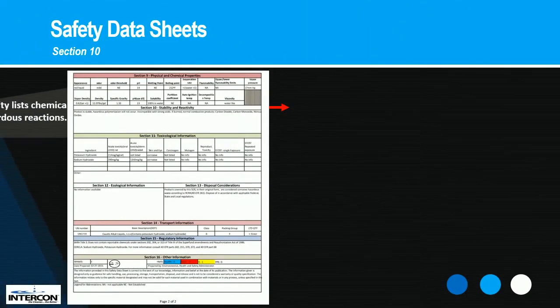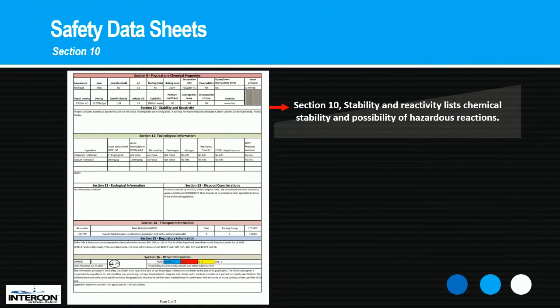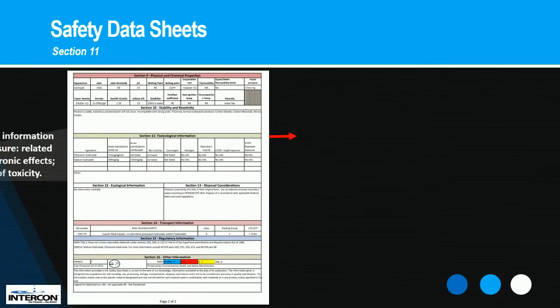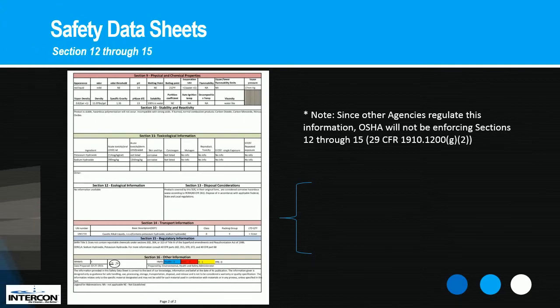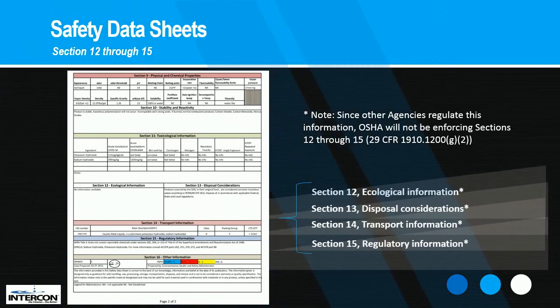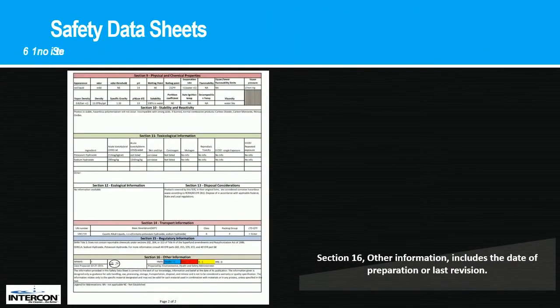Section 10. Stability and reactivity lists the chemical stability and possibility of hazardous reactions. Section 11. Toxicological information includes routes of exposure, related symptoms, acute and chronic effects, numerical measures of toxicity. Sections 12 through 15 are regulated by agencies other than OSHA: ecological, disposal, transport, and regulatory information. Section 16, other information, includes the date of preparation or last revision.